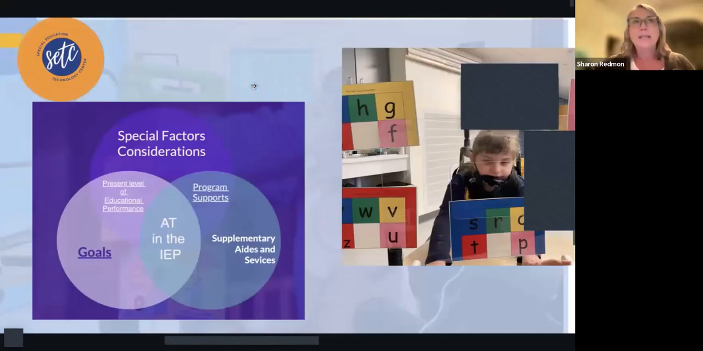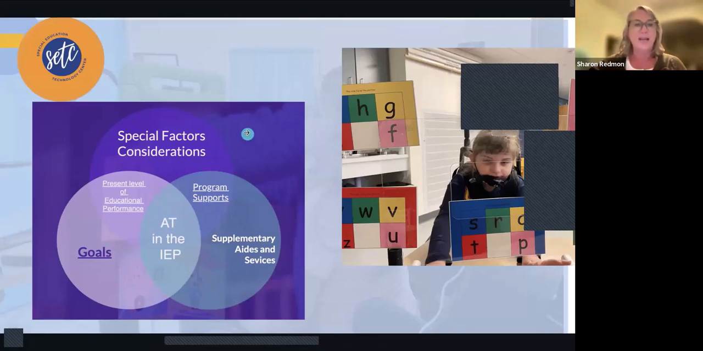So we've talked a few pieces already. We've talked about the special education, the special factors and consideration page. We've talked about that present level of educational performance, right? And so then that leads right into our goals and writing those goals. Which then leads us into those program supports and the supplementary aids and services. So you can see that all of these three really big sections really come into forming that assistive technology in the IEP, or putting AAC in the IEP.